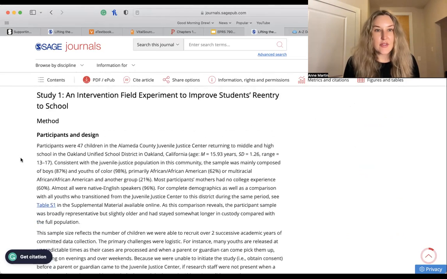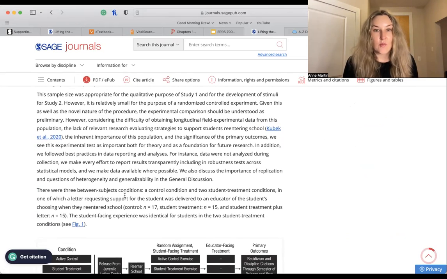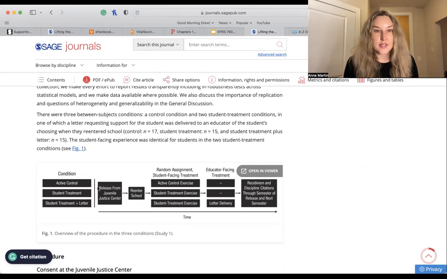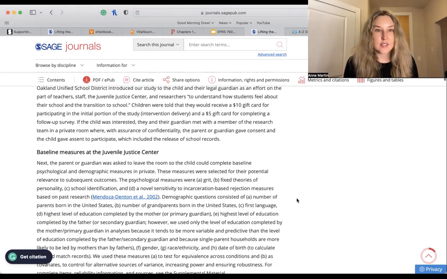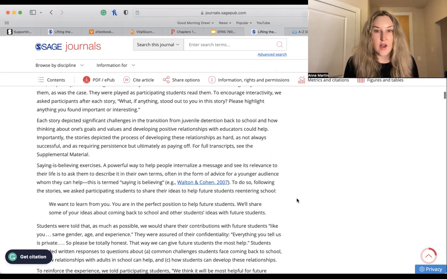So here you can see the method, the participants, and design. And then this was a randomized control. So here you can see the different conditions that they have, like the control, the student treatment, then student treatment plus the letter. So here you can see the timeline, the phase, and when the treatment was given, and then what they looked at in terms of recidivism, the discipline citations those students experienced. So this part was the quantitative component.